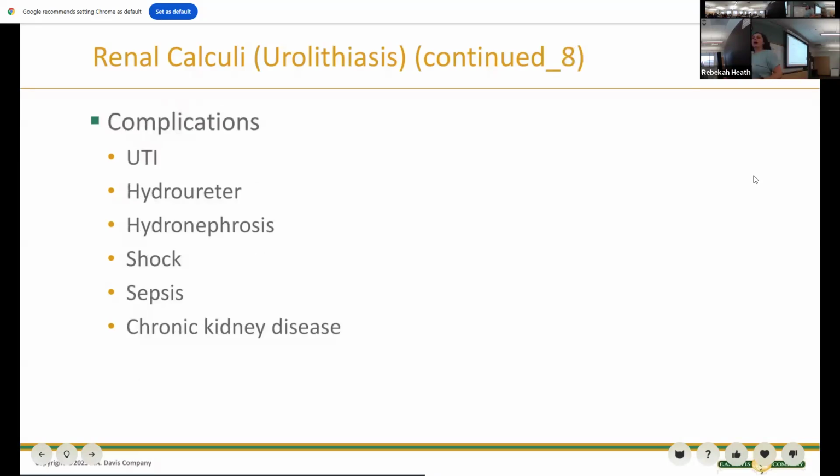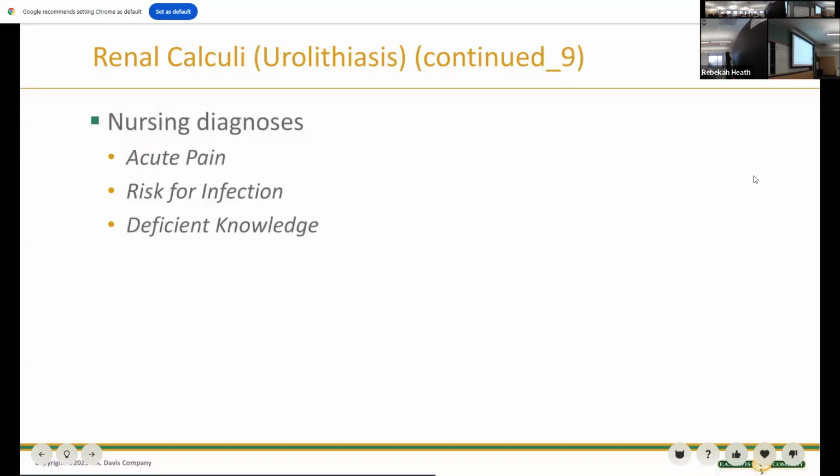So complications. If you have a kidney stone, what are complications we might see with patients with that? Well, they might develop a UTI. They might get hydroureter or hydronephrosis. They might even get shock or septic from having, usually it's pretty severe, like they have the hydroureter or hydronephrosis, it's built up pretty bad. Sometimes if it's damaged the kidney enough, it can cause chronic kidney disease.